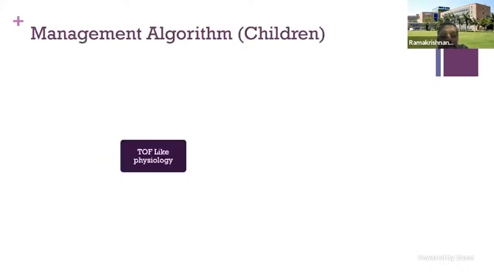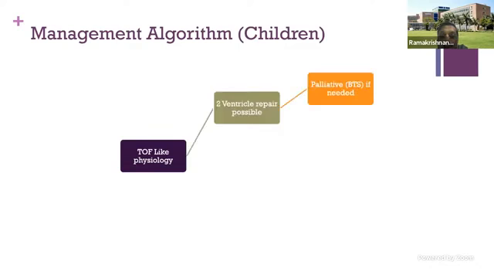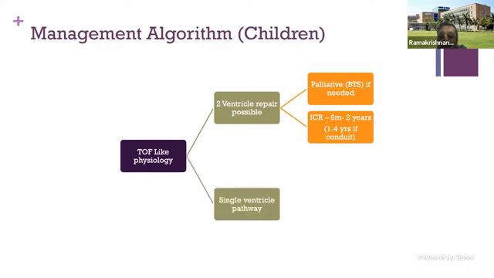The simplified algorithm for children: any TOF-like physiology where a two-ventricle repair is possible, we generally go for a BT shunt as palliation. Generally, most of the centers in India follow a rule of 3 months to 6 months and 2 years where they operate, and 1 to 4 years if a conduit is required.